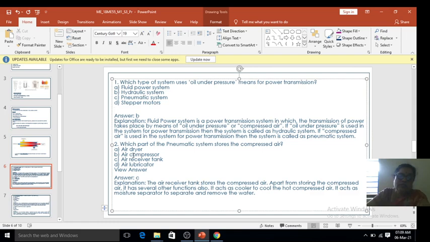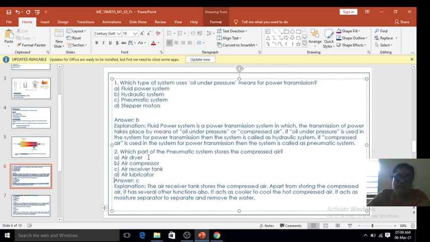When it comes to the second question, which part of the pneumatic system stores the compressed air? He has given four options here: air dryer, air compressor, air receiver, air lubricator. Definitely the answer is C, because air is being stored in the tank.